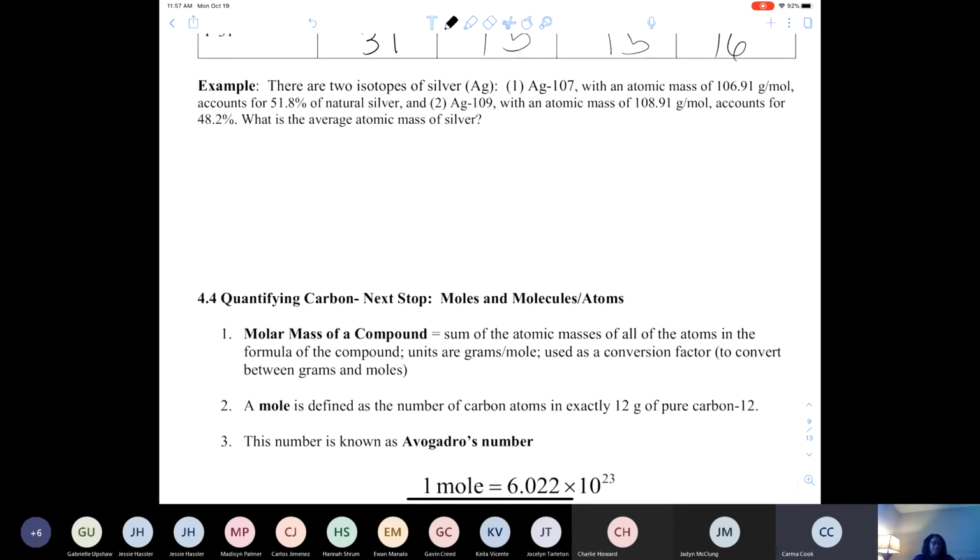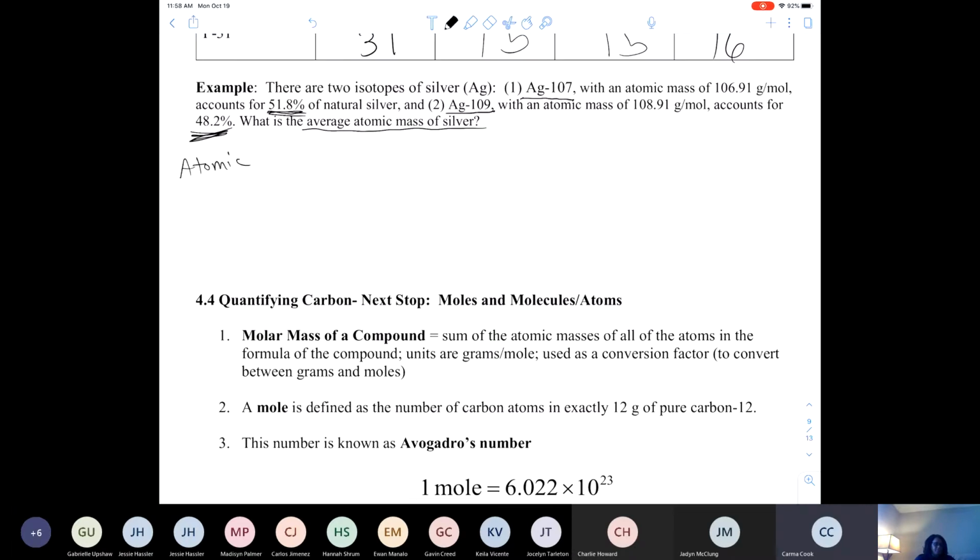So in the example here that follows, we're given 2 isotopes of silver. Silver 107 and silver 109. And we're given the percentage abundances of each. And so we want to calculate the average atomic mass for silver. So it's going to be equal to the mass number of each isotope multiplied by their fractional abundance, which we'll get by taking the percentages and converting them to decimals.